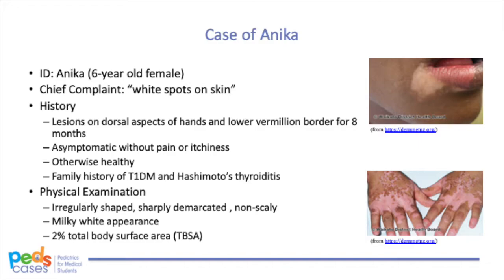The total area of the rash you estimate is about 2% of total body surface area, and being an astute medical student, you believe that Annika could have vitiligo.